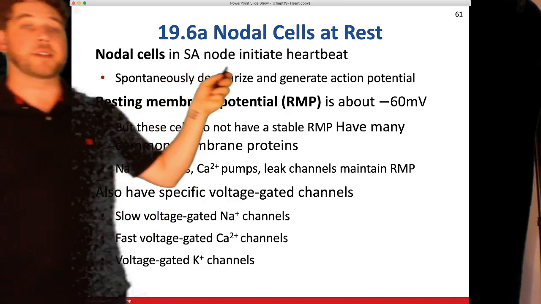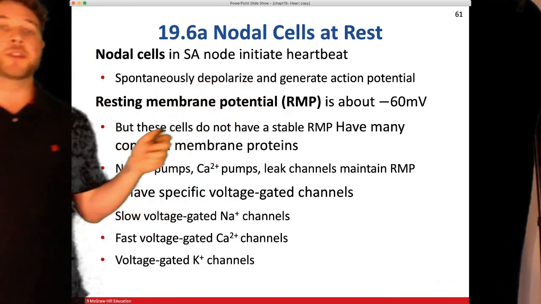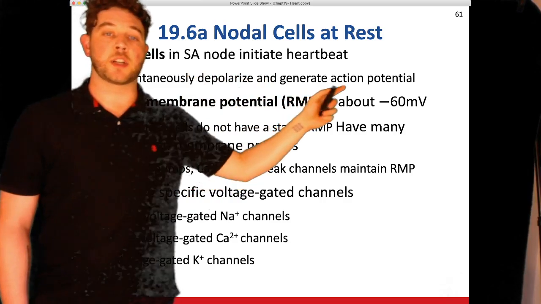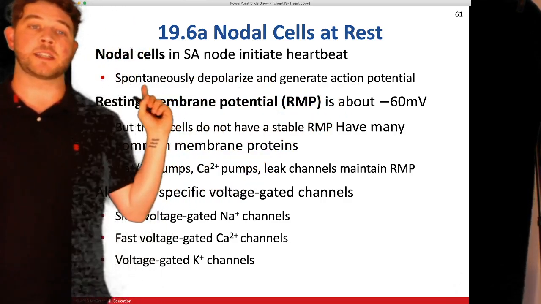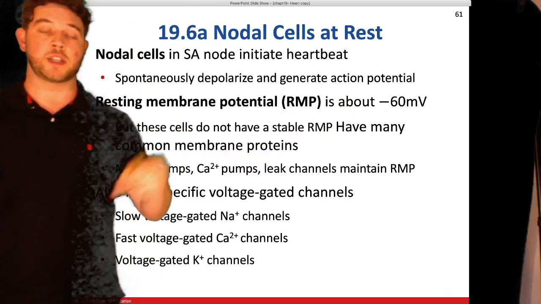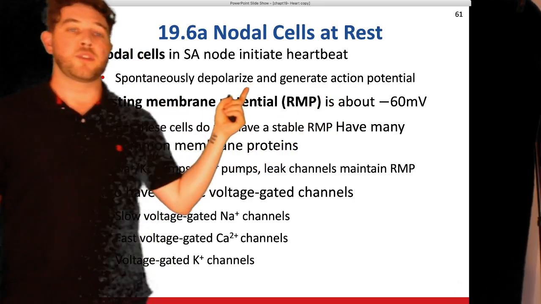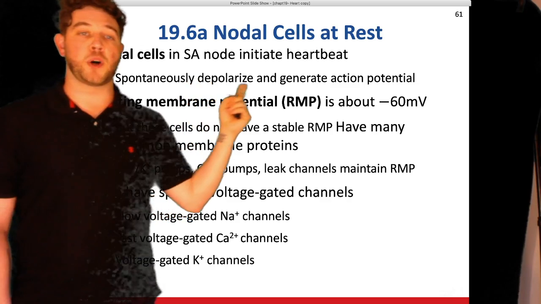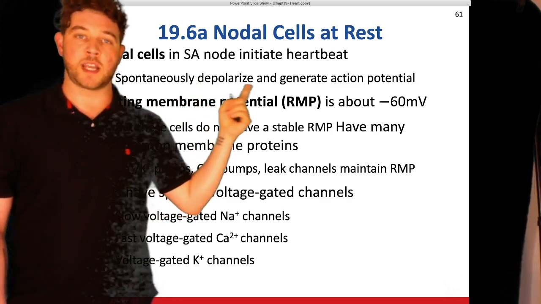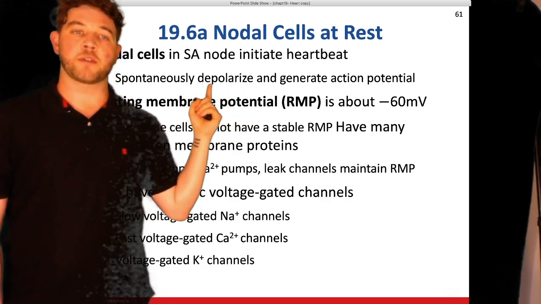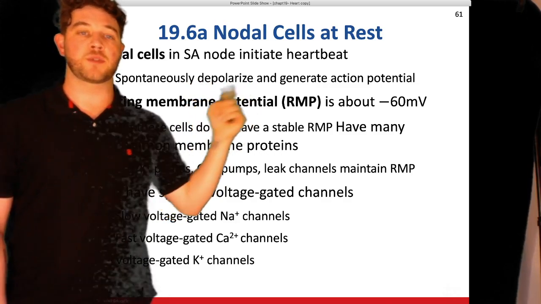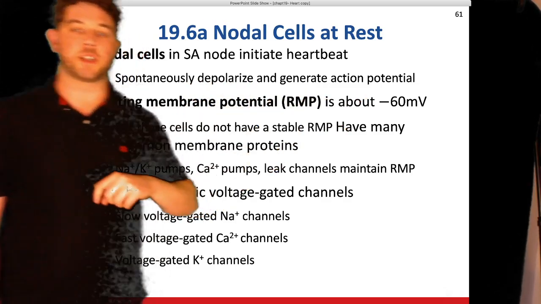All right, these nodal cells in the SA node initiating your heartbeat are going to spontaneously depolarize and generate action potentials. Spontaneously means that they just do it on their own. They have these leak channels that make sure they just keep depolarizing. If you remember, polarized means it has a negative charge, and we're depolarizing, so we're removing the negative charge to generate that action potential.